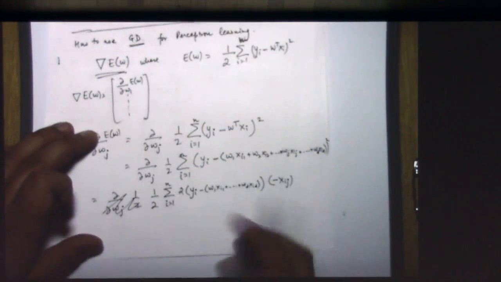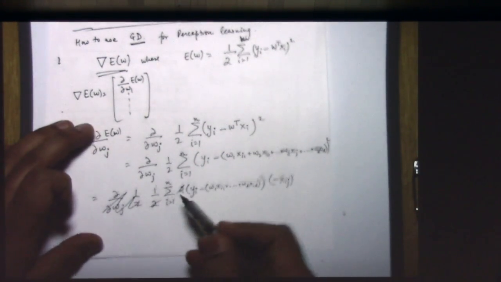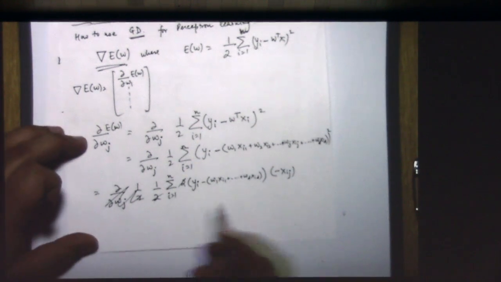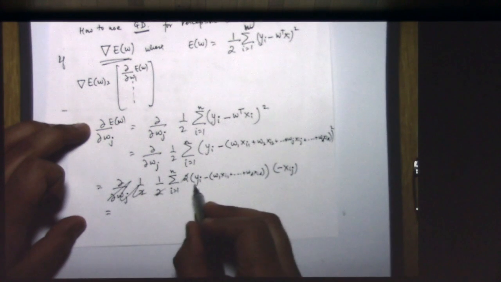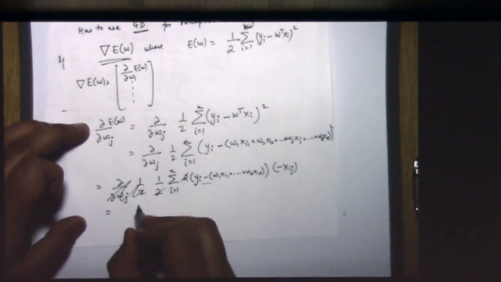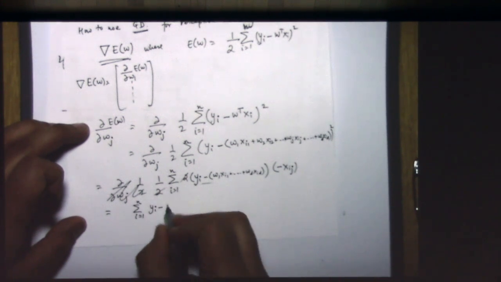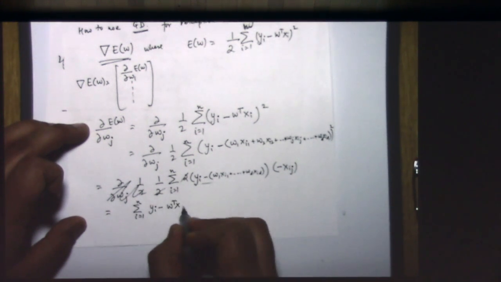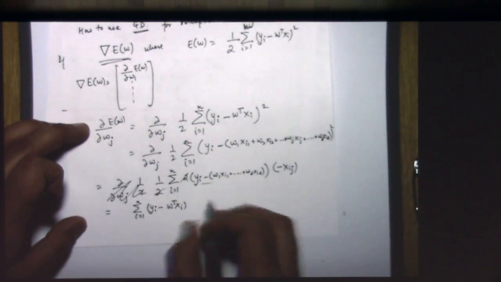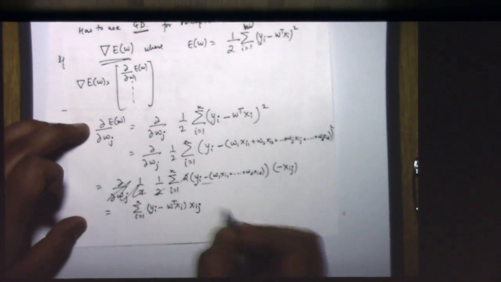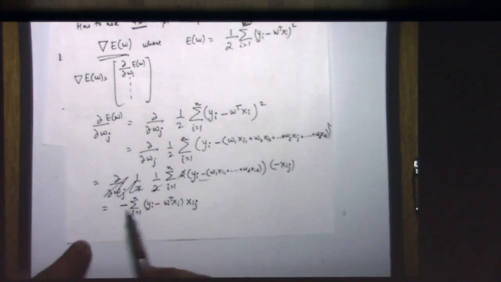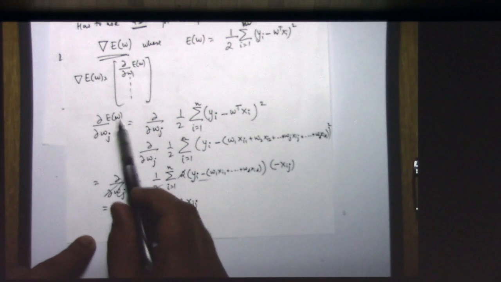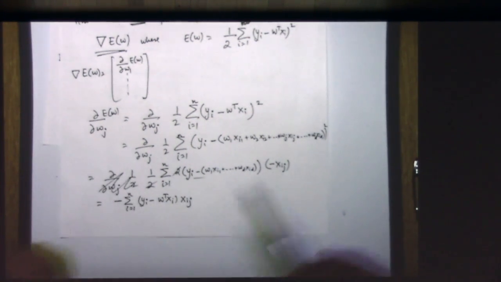Okay, this is fairly straightforward, and this 2 cancels with the half. That's why we had that half earlier, just to make that easy, but that's not very important. I'm going to write it again as this: minus summation i equal to 1 through n of (y_i minus W transpose x_i) times x_ij. All right, so this is the derivative of this error function with respect to the jth entry of this vector.